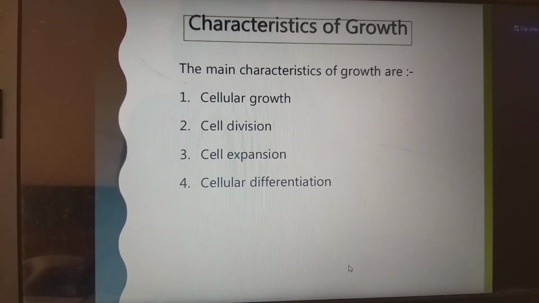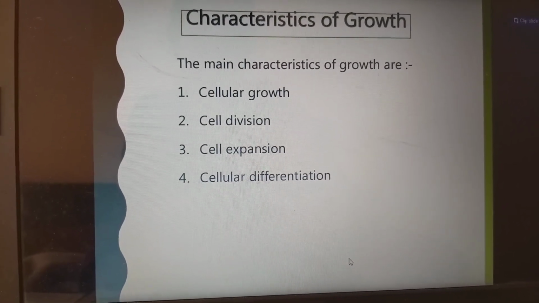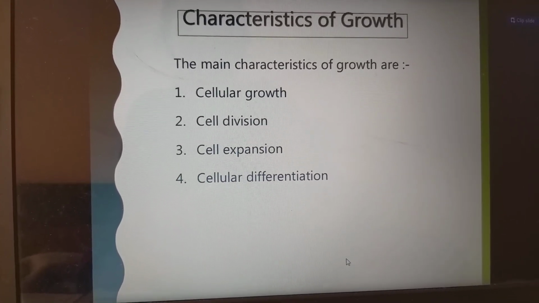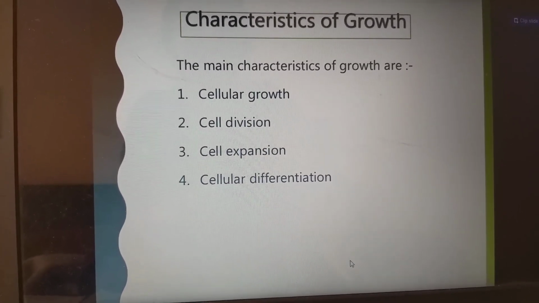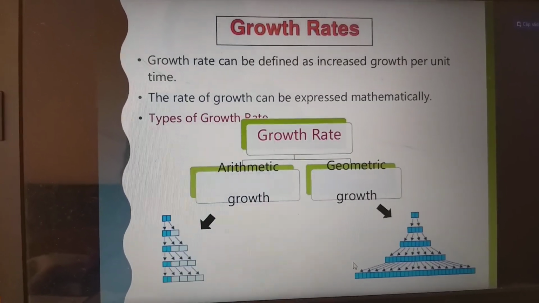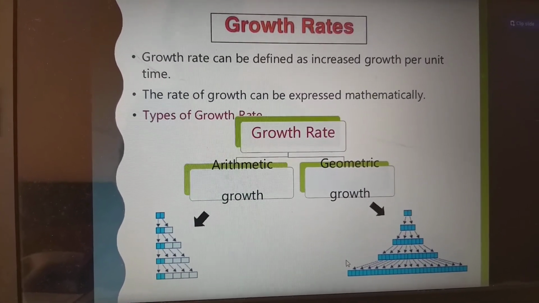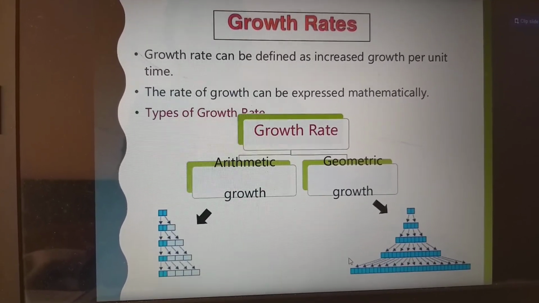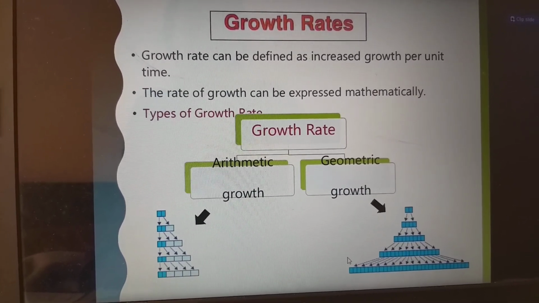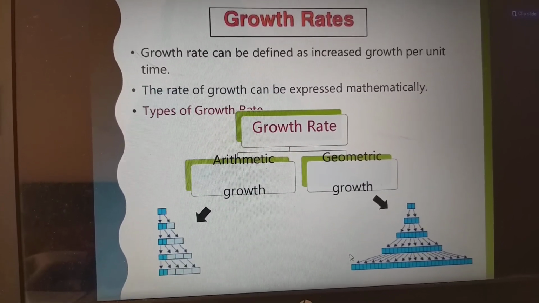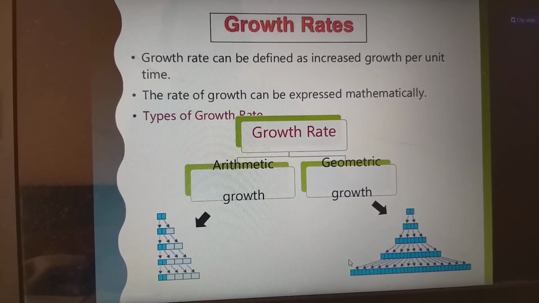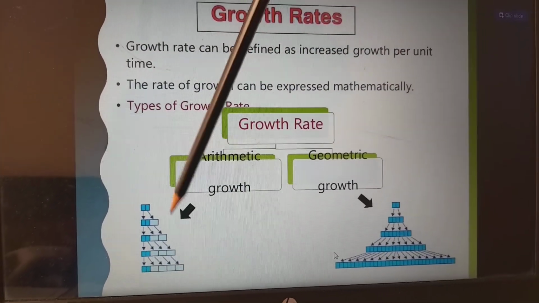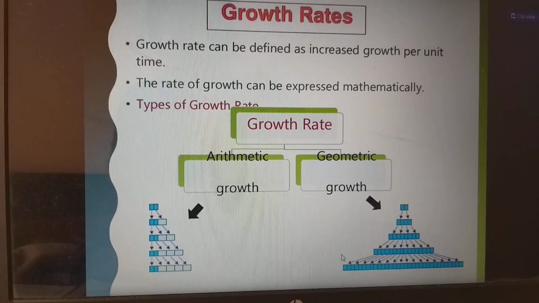Next, characteristics of growth. The main characteristics of growth are cellular growth, cell division, cell expansion and cell differentiation. Coming to the next, growth rates. The growth rate can be defined as increased growth per unit time. The rate of growth can be expressed mathematically, as we have two types of growth rates. One is arithmetic growth, the other one is geometric growth. This is the arithmetic growth and this is geometric growth.